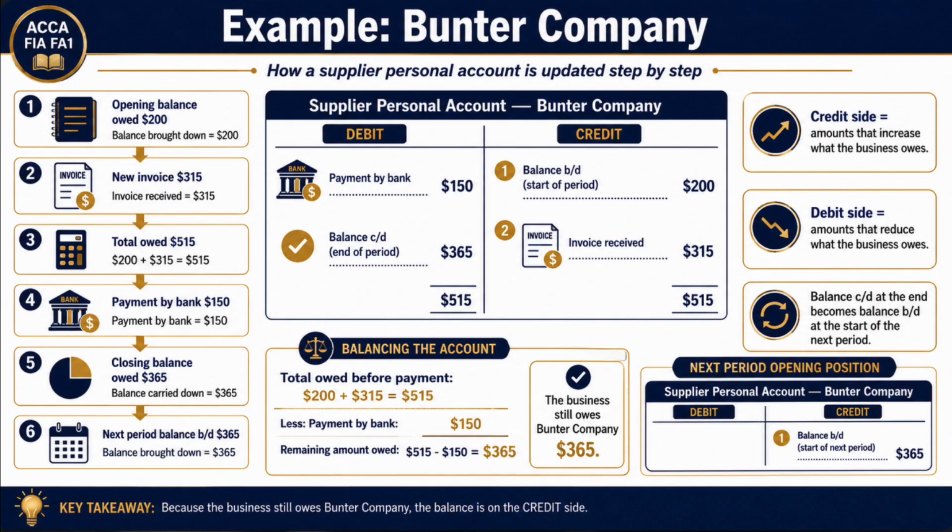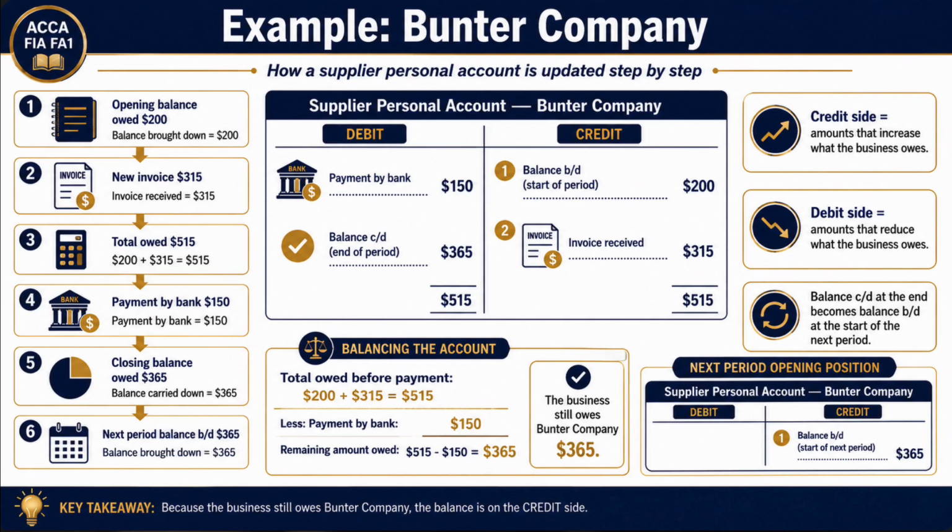Then the business receives a new invoice from Bunter Company for $315. This invoice increases the amount owed, so it is recorded on the credit side. Now the total owed before payment is $200 plus $315 equals $515.